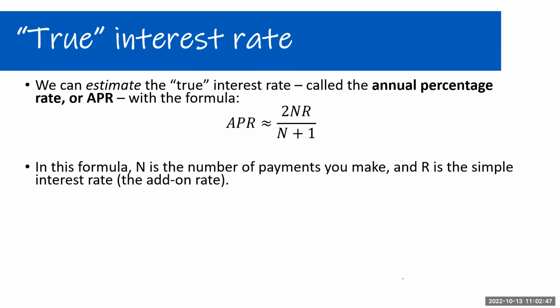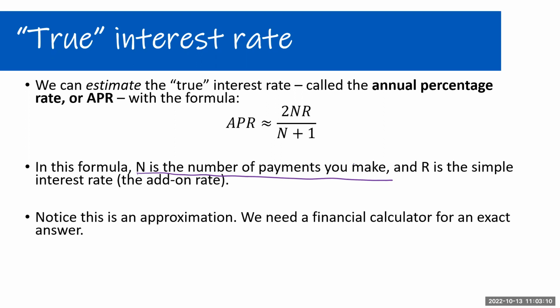But you can use the formula that APR is approximately 2 times N times R, all of that divided by N plus 1. And in this case, N is the number of payments that you make, and R is that simple interest rate. So if they quote it as an add-on rate, that's what you're using as R. Make sure you use the decimal form.